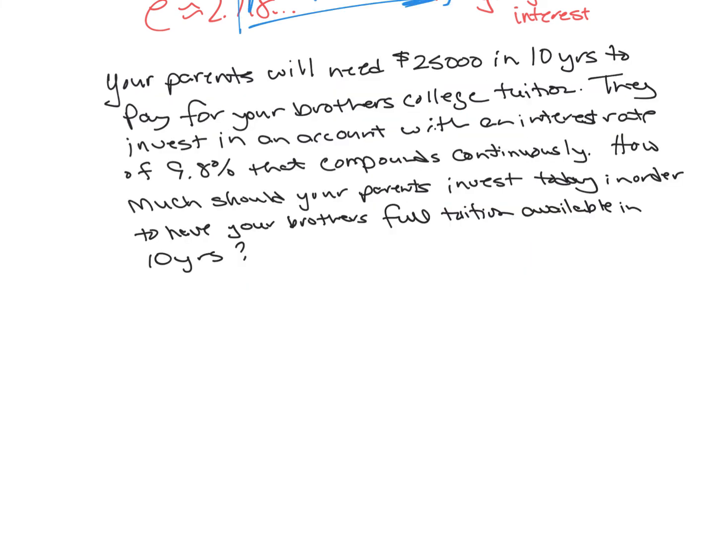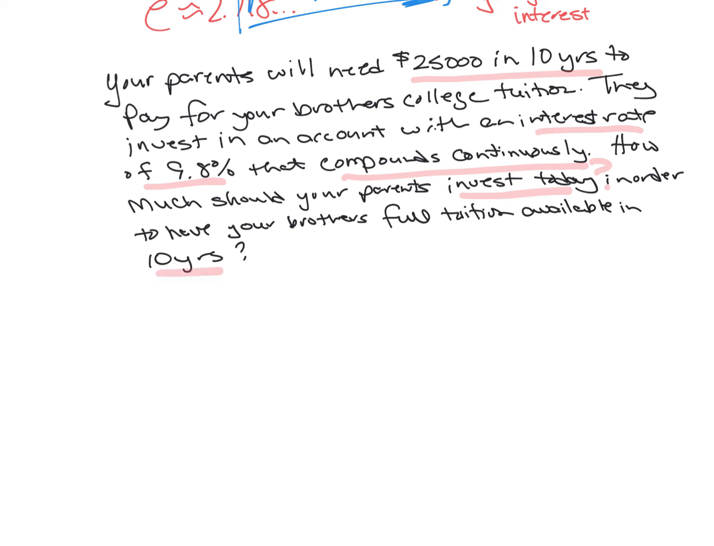Okay, so the next problem that we have is your parents will need $25,000 in 10 years. So they're going to need $25,000 in 10 years to pay for your brother's college tuition. They invest in an account with an interest rate of 9.8% that compounds continuously. So notice I'm underlining important information. How much should your parents invest today? That's my question, in order to have the available tuition in 10 years.